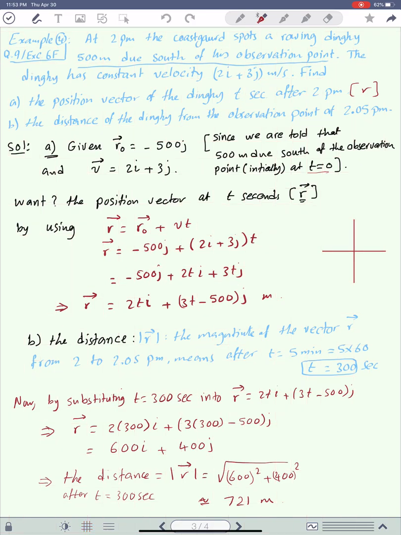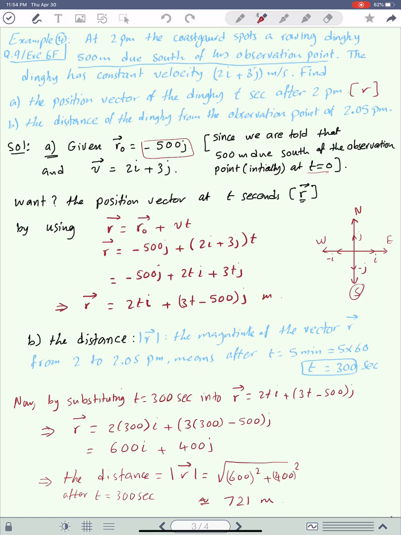So this is north, south, west, east. This is I, dear students. This is J. This is negative I. This is negative J. So since he said due south, so we are negative 500J. And V is equal to 2I plus 3J.